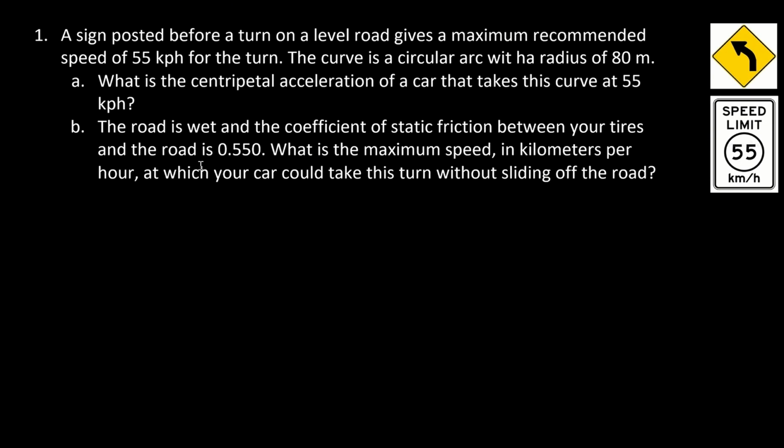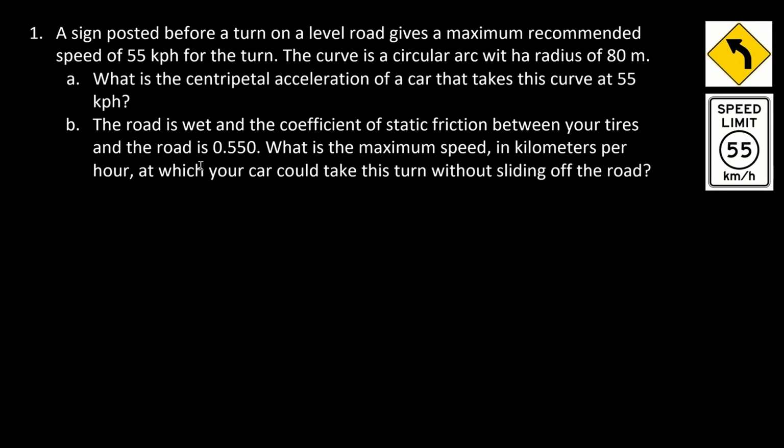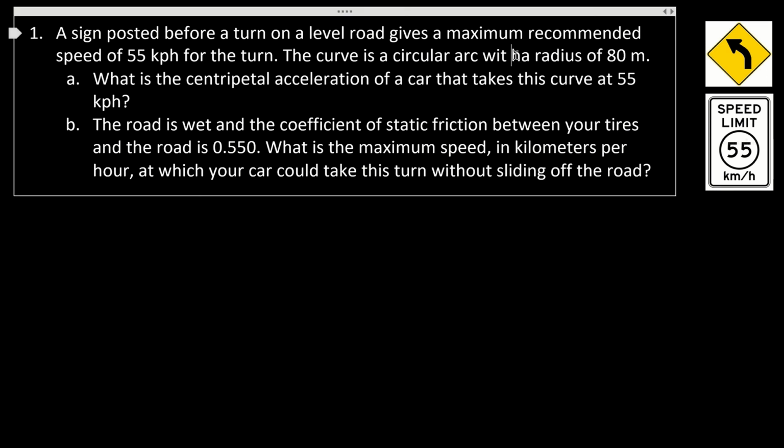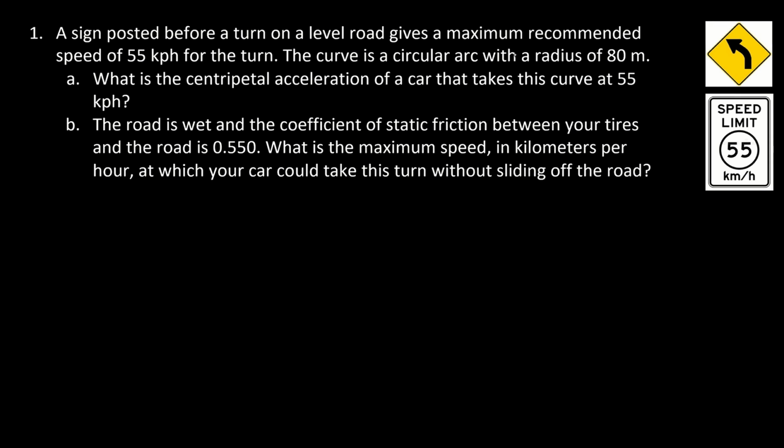So here in question number 1, we have a sign posted before a turn on a level road giving a maximum recommended speed of 55 kilometers per hour for the turn. The curve is a circular arc with, typo here, a radius of 80 meters. So we have our turn in the road. You're coming down the road, and then there's going to be a turn. You have a sign posted that says, whoa, 55, slow down. And this is kilometers per hour, right? kph stands for kilometers per hour.